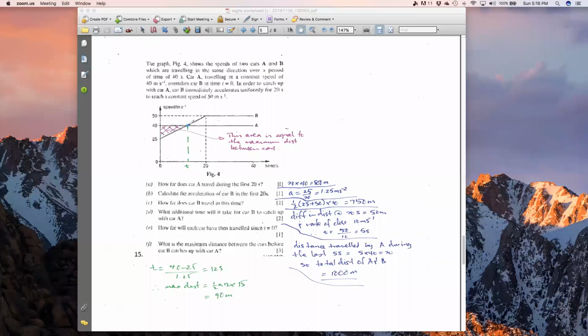Now, from here to here, the space between the two cars has grown. But once B starts traveling faster than A, this represents how much that gap is going to be closing. Remember, B is behind A. A is ahead, B is behind. All right? The gap between the two is closing. So the maximum distance has to be the area of this triangle here, because once B starts traveling faster than A, the space between the two cars starts getting smaller.